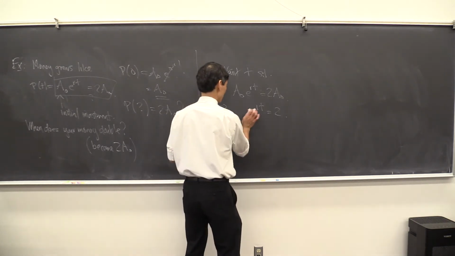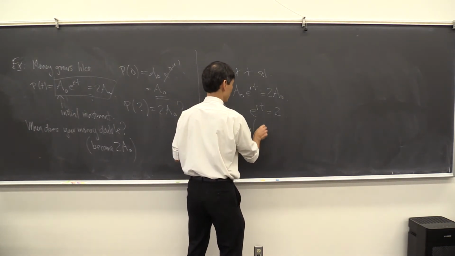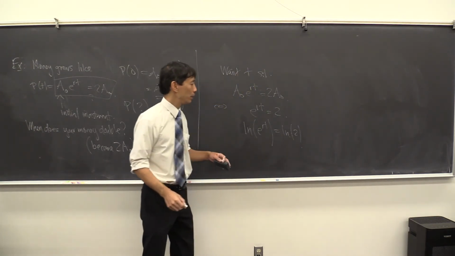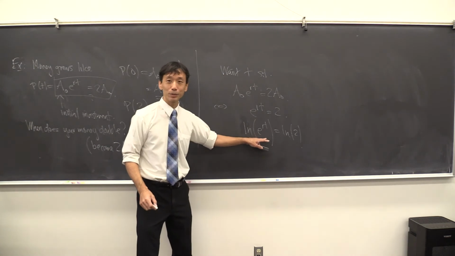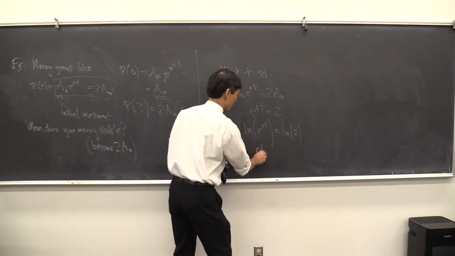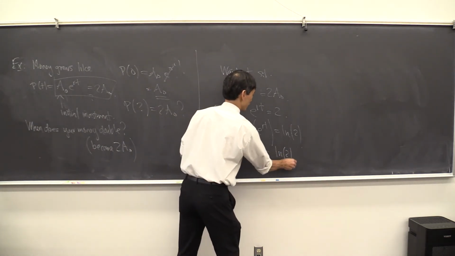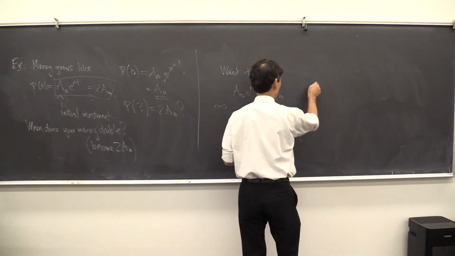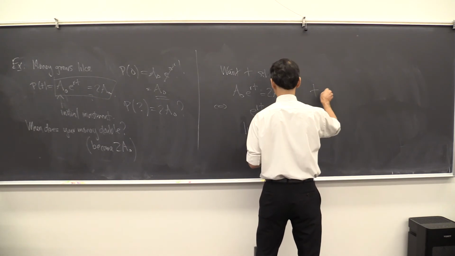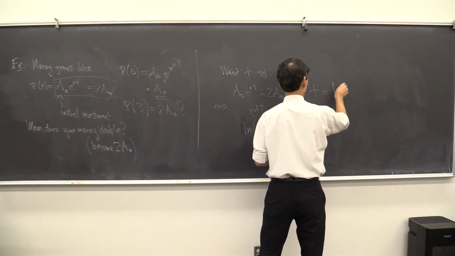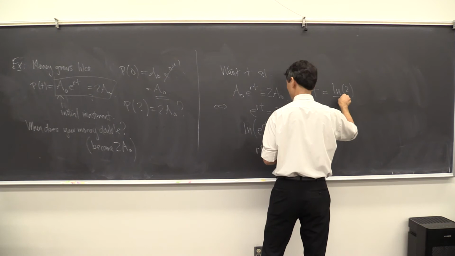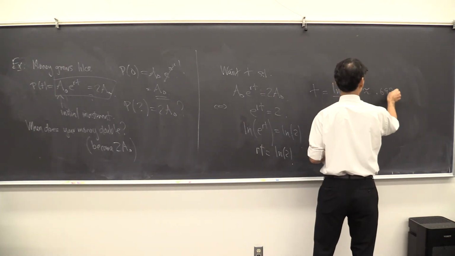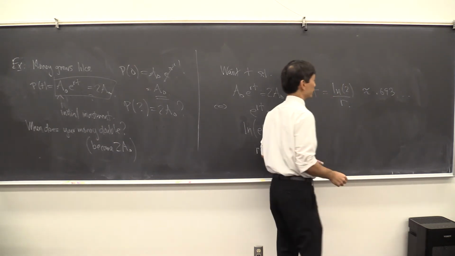We hit it with the natural log. That is the natural log of 2, right? And we end up with RT equals natural log of 2. In other words, the time to doubling is going to be natural log of 2 over R. Natural log of 2 is like 0.693, around there.